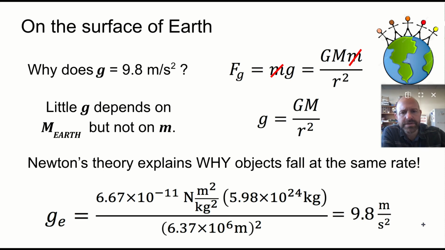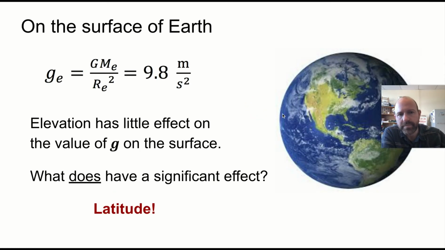And so Newton's theory explains why everything accelerates at the same rate, because everything experiences the same magnitude of gravitational field strength at a particular point, a distance from the center of the Earth. And what about on the surface of the Earth then? Well, does it vary? It does a little bit.